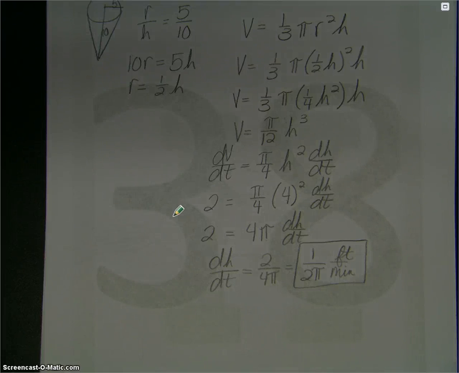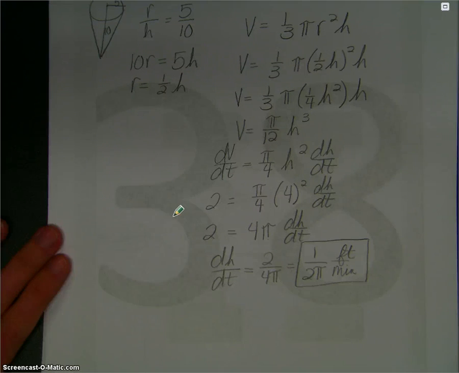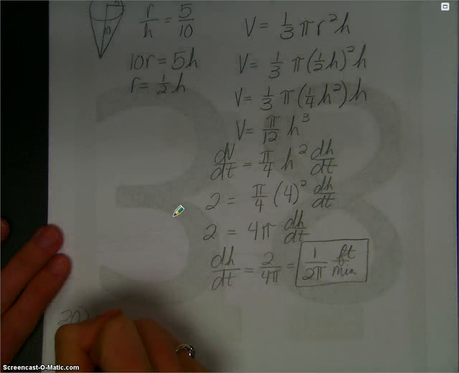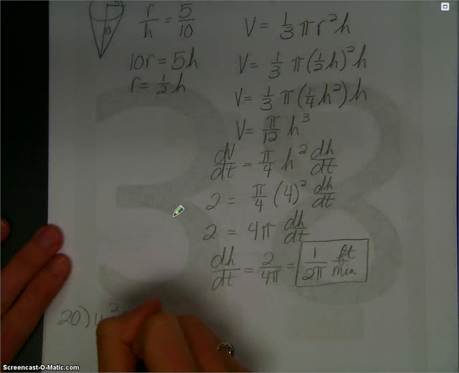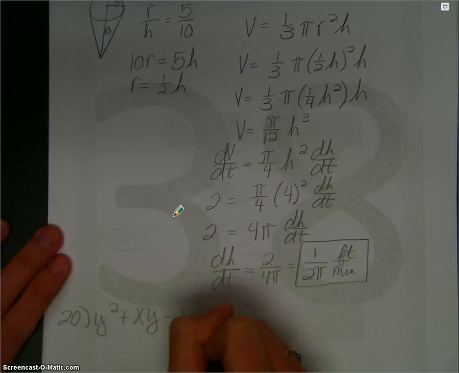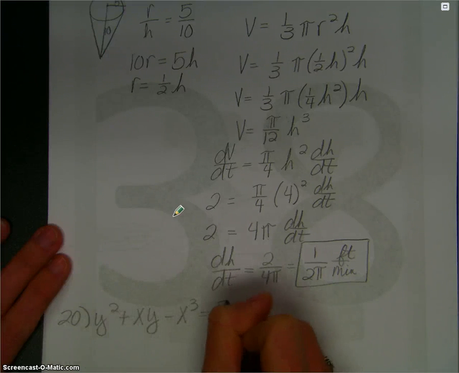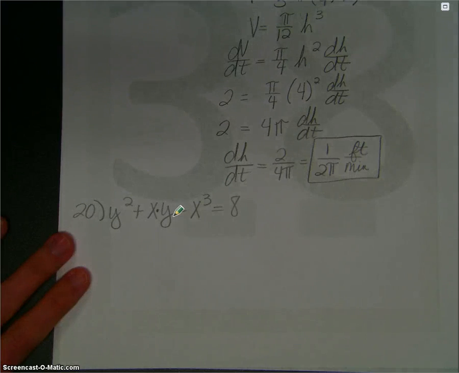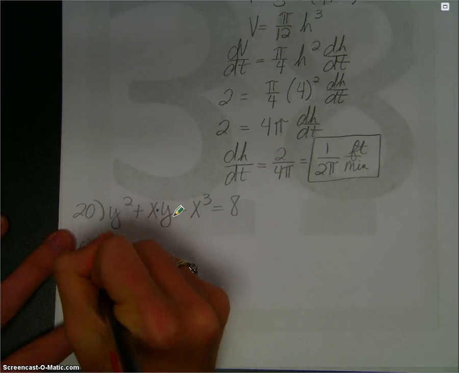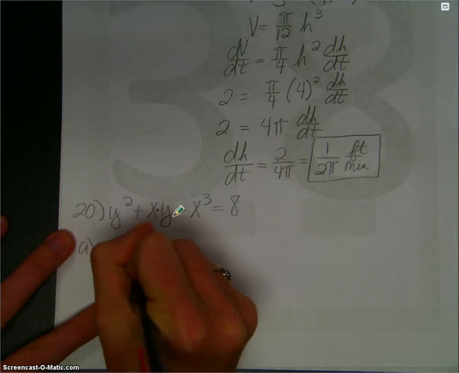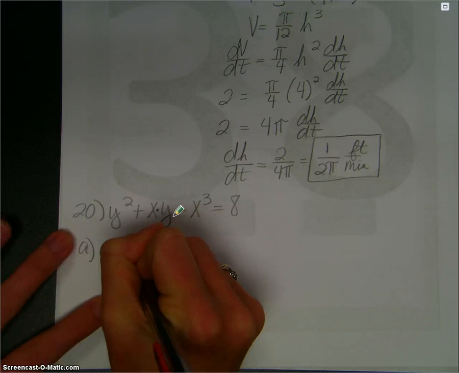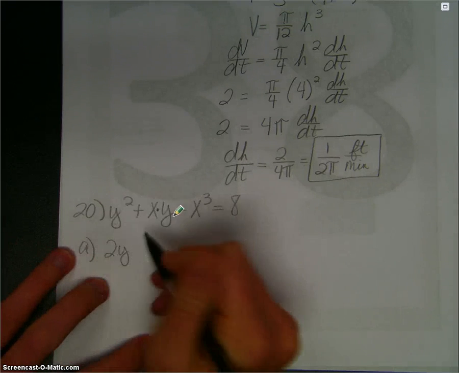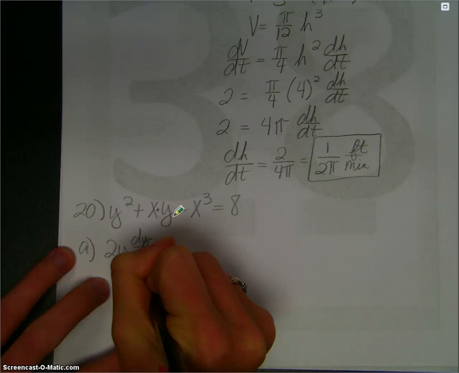Okay, on number 20, we're looking at an implicit differentiation problem. We are working with y squared plus xy minus x cubed equals 8. Don't forget about the product rule that you have right there when you go to take the derivative of that, because these two things are being multiplied together. When I take the derivative, which is what they're asking me for in part A, this is going to give me 2y. Since we're working with implicit differentiation, every time I take the derivative of y, I need to include a dy over dx.